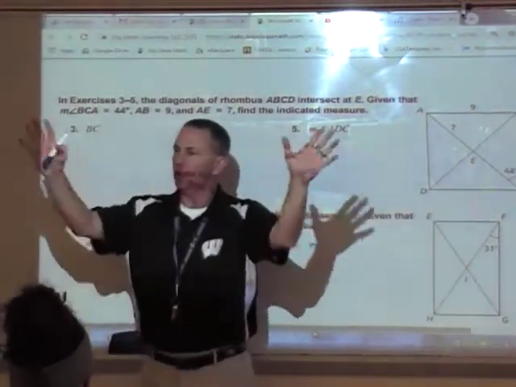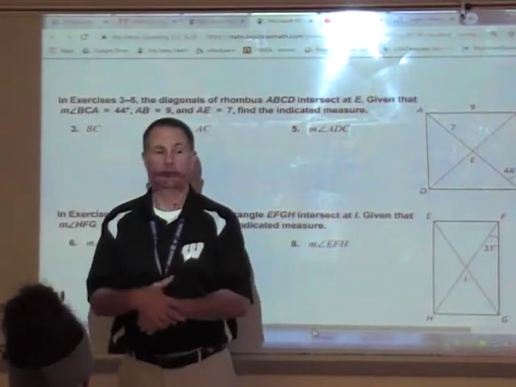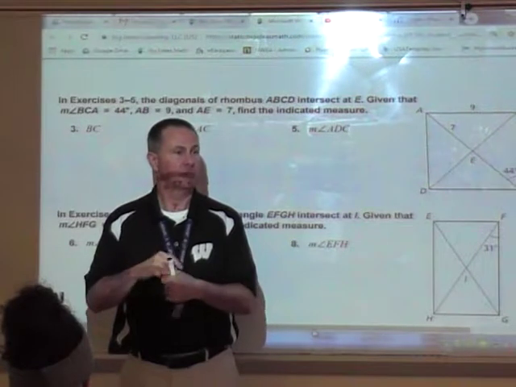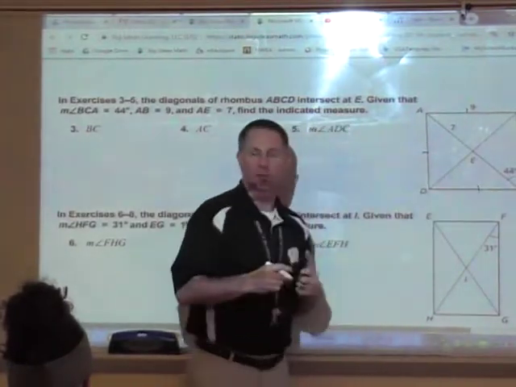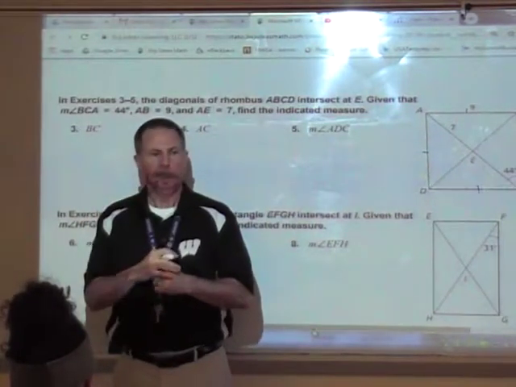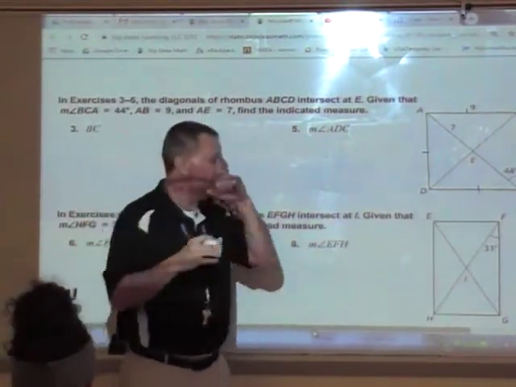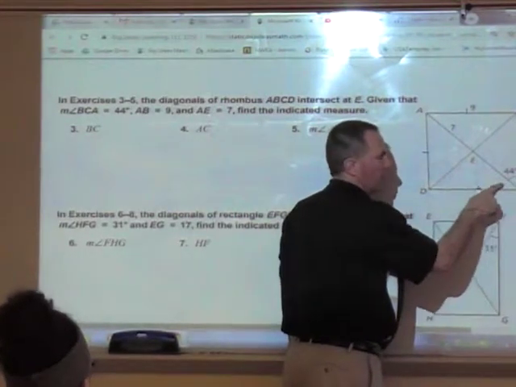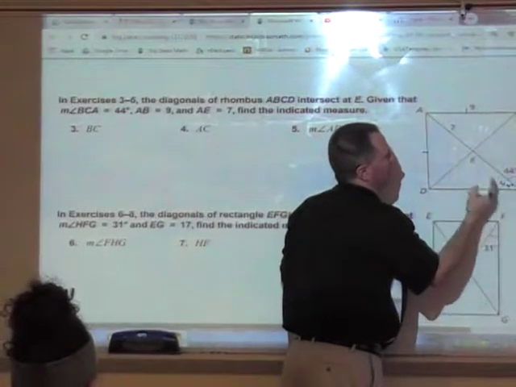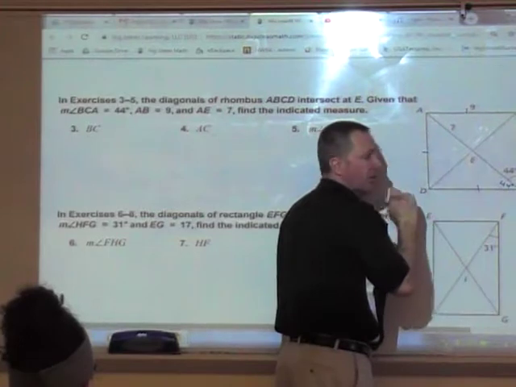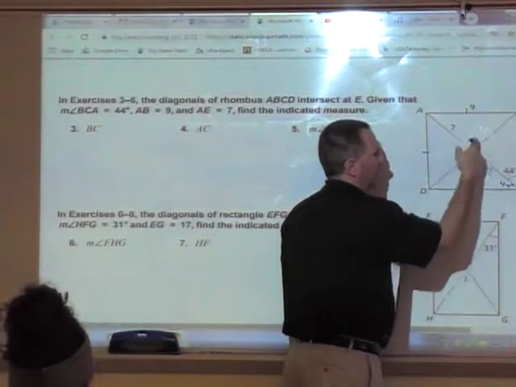Now, before we even start, what do you know about a rhombus? What have you been taught so far? Just yell it out. All sides are congruent. So this side, that side, that side, and that side. Anything else about a rhombus? What about the diagonals? The diagonals bisect. So you know if that's 44, what's this one? That must be 44. Okay, good. And the diagonals bisect each other. They bisect the angles and they bisect each other. So if that's 7, what's this? 7. I don't know what this is yet.